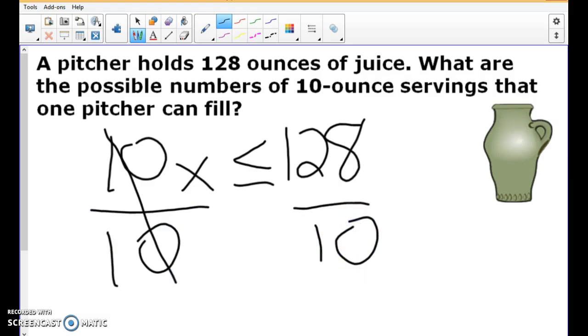So divide both sides there, and I get x is less than or equal to, it's really going to be 12.8. But remember, it wants to fill the glass, so it really isn't fair if I have 13 people to give them a couple ounces less. So it has to be 12 cups that it can fill.